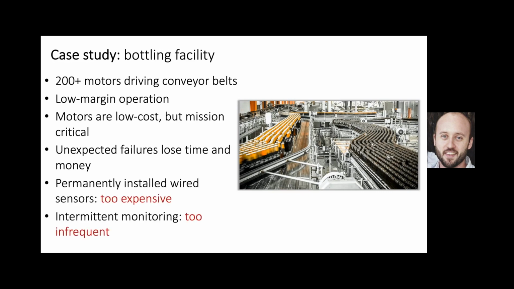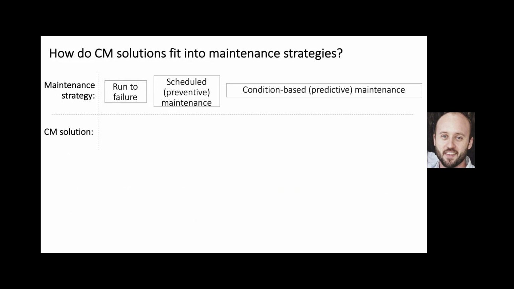So in this case, a permanently installed wired solution is far too expensive, and that intermittent monitoring coming out to scope it is too infrequent. So this is a case where something like that lower cost, permanently installed solution that's collecting data once every couple of minutes and sending it wirelessly is giving really good visibility into when faults might be arising and when we might need to give extra attention to certain assets.